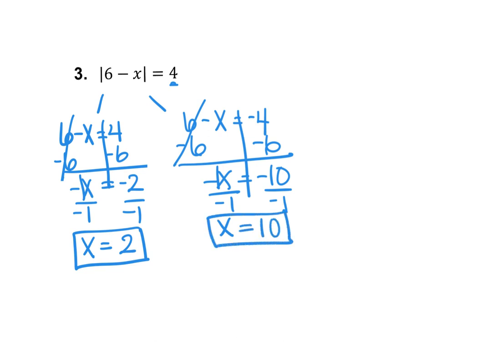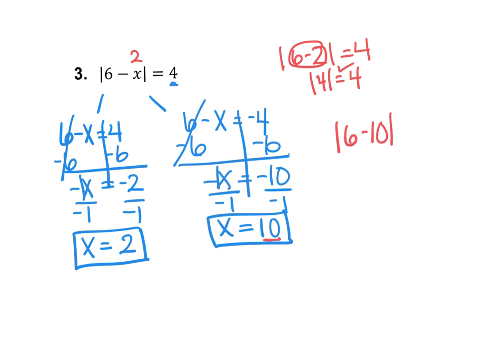So let's plug them in and show how they work. When I plug in a 2 right here, I have the absolute value of 6 minus 2 is equal to 4. 6 minus 2 is 4. Is the absolute value of 4 equal to 4? And we know it is. Now let's plug in our 10. Is the absolute value of 6 minus 10 equal to 4? So I simplify and I get negative 4. Well, the absolute value of negative 4 is also equal to 4, and so we know that it works in both situations.